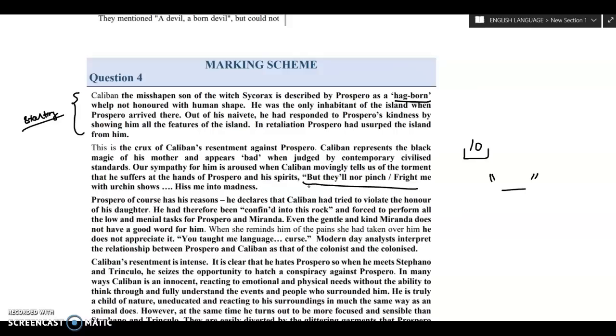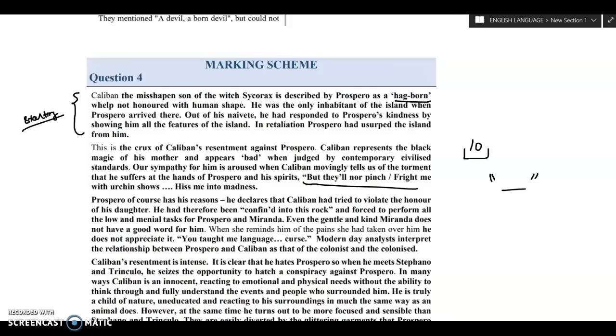Again, they have this quote: "Nor pinch or fright me with urchin shows, hiss me into madness." So Caliban was tormented by these insects or maybe some frightful things so that he does the work. He was a little bit mischievous, and he didn't react to the commands of Prospero most of the times. Ariel was the opposite of Caliban, as you know, the character difference. They may ask you to compare Ariel with Caliban.